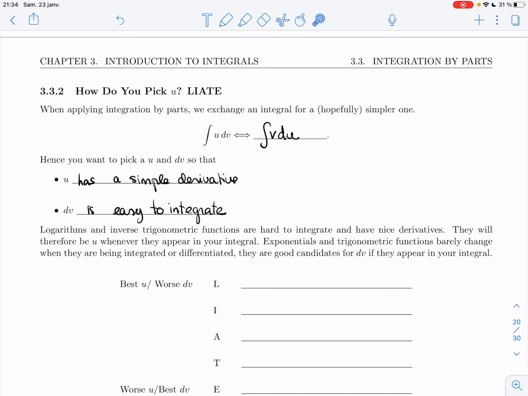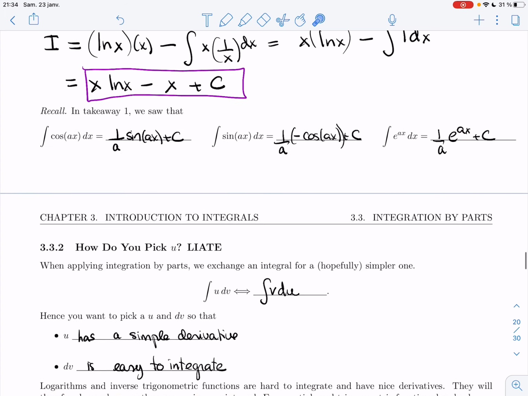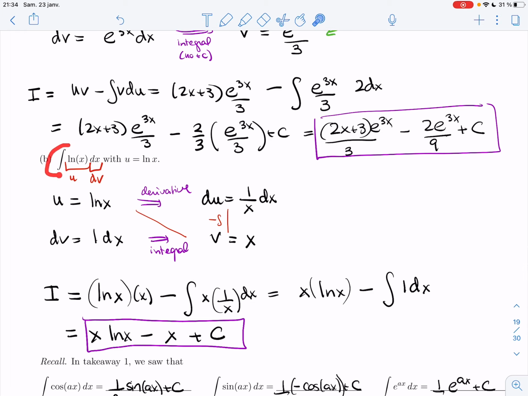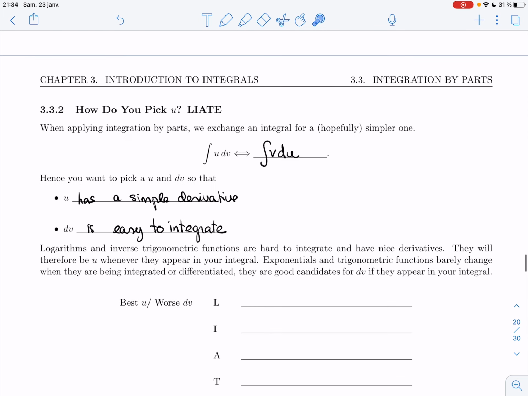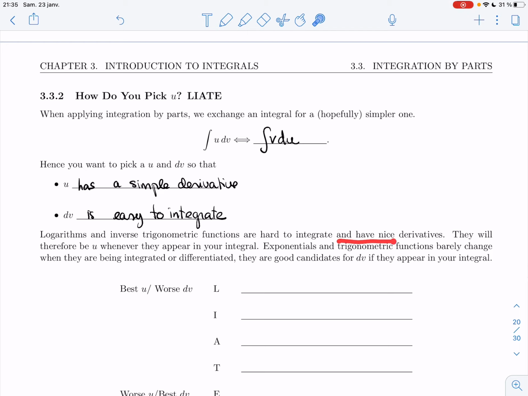All right, so amongst the functions we know, logarithm and inverse trig functions are hard to integrate. In fact, if you notice, in this last example, I integrated just log, and I had to use integration by parts, and I got this mess here. So logs and inverse trig are hard to integrate, but they have nice derivatives. I'd rather have 1 over x than log of x in my integrals. So these are going to be amongst the best u.